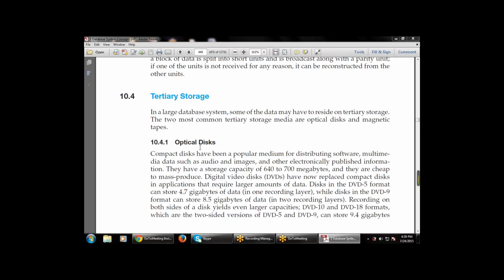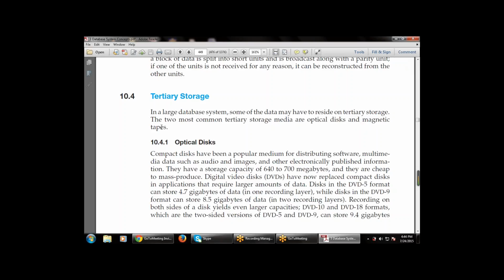So in a large database system, some of the data may have to reside on the tertiary storage. So this is also the tertiary storage, that is how to use the tertiary storage. And one of the main storage is the optical disk, that is how to use the optical disk in the tertiary. So next is the tertiary storage, that is what is the tertiary storage and how we can store the data in the tertiary storage. So in the large database system, some of the data may have to reside on the tertiary storage. The two most common tertiary storage media are the optical disk and the magnetic tape.